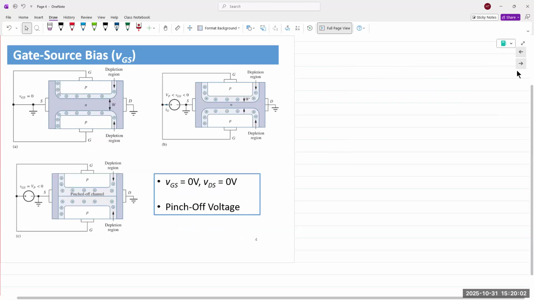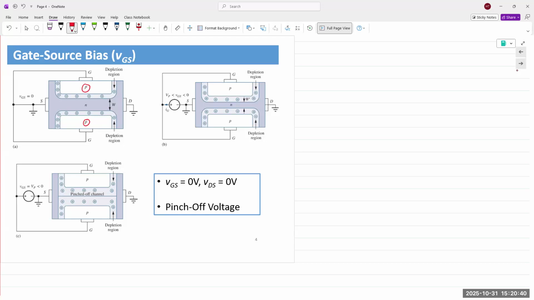Let's look at what happens if we apply voltage at the gate and the source. Internally, the two P-type regions are connected together, and they form one single terminal of the gate. So it's not independent. Our explanation focuses on N-type material or an N-channel JFET, but the explanation applies equally to a P-channel JFET.